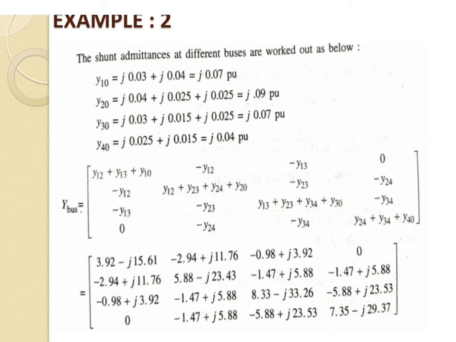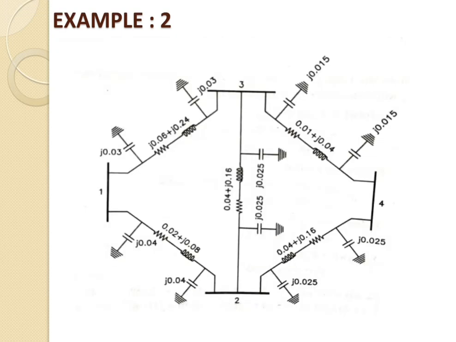Now we will go for the calculation of the shunt admittance at different buses. If we go for the calculation of y10, y10 is equal to j 0.03 plus j 0.04. For that, let's go to the figure.